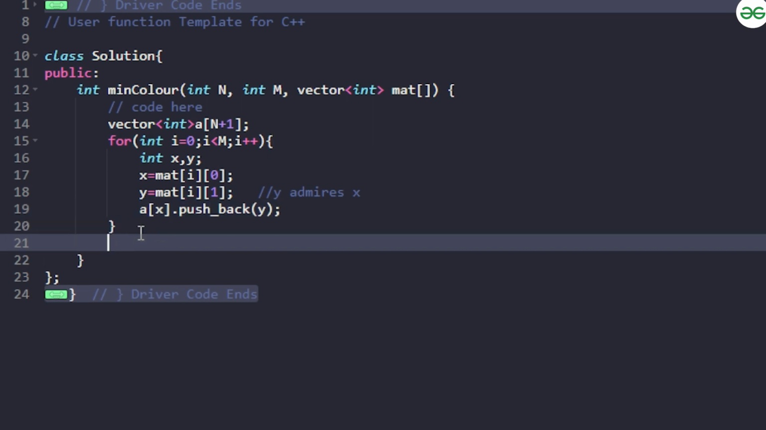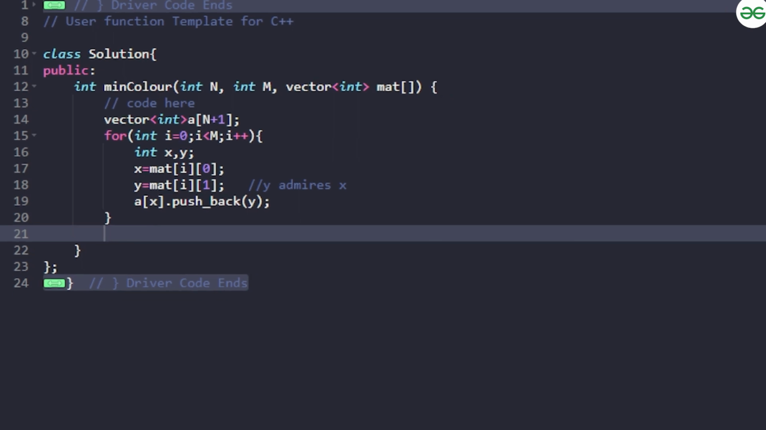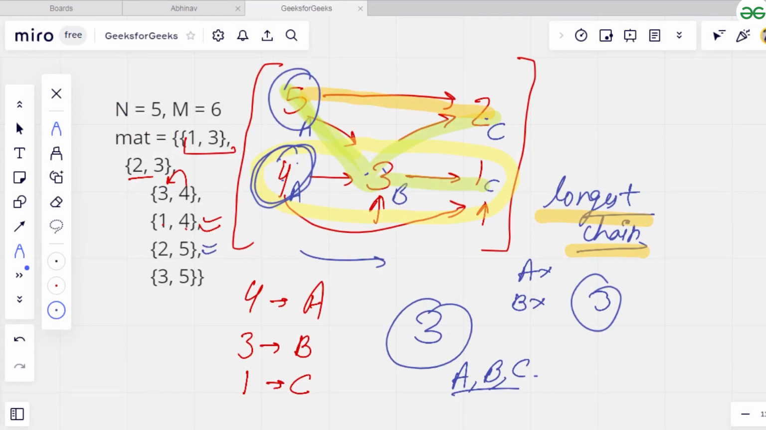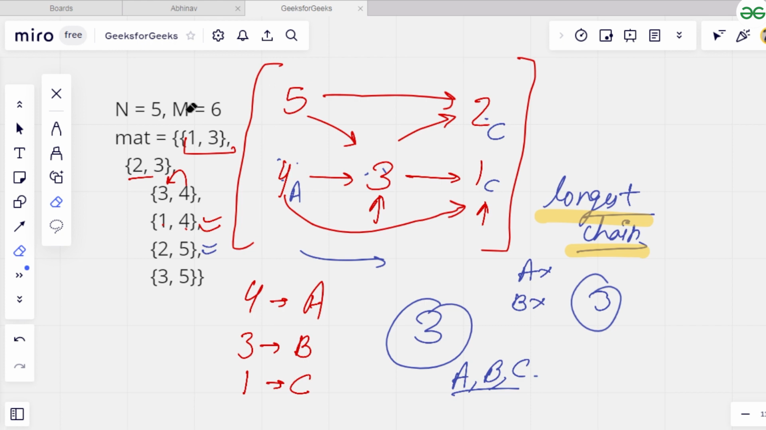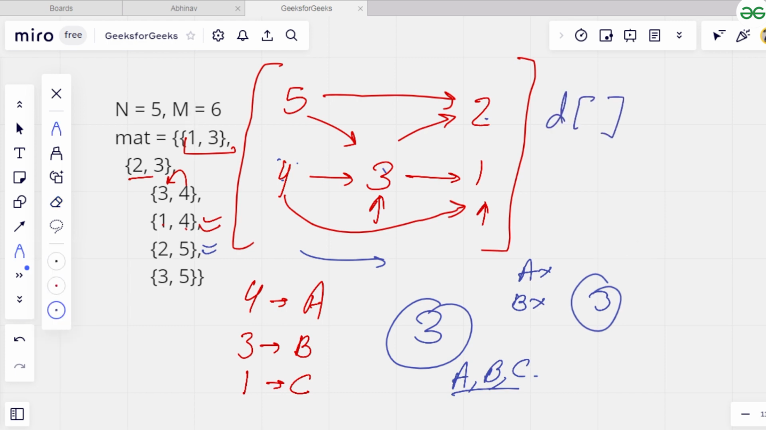Next, we have to calculate the longest chain. For that, we take another function, because we have to call it recursively for each and every node. Also, we will take a third array, which will contain how many nodes are followed by a given node. For example, for this particular case which we have discussed, let's take array D. This D array will contain the length after every node.